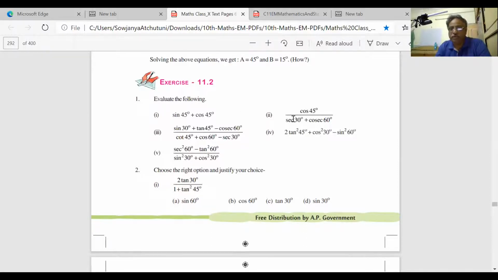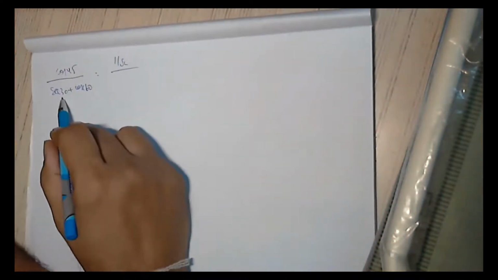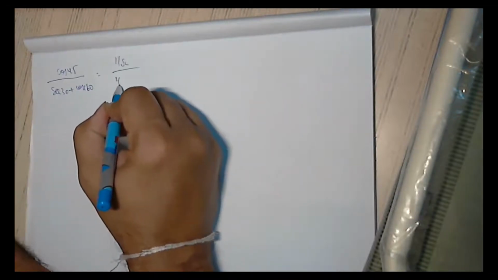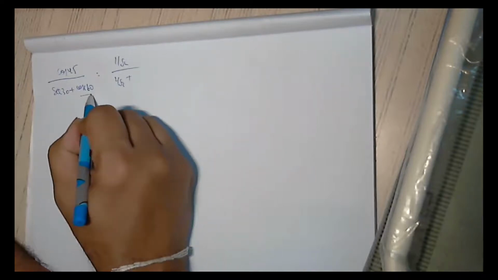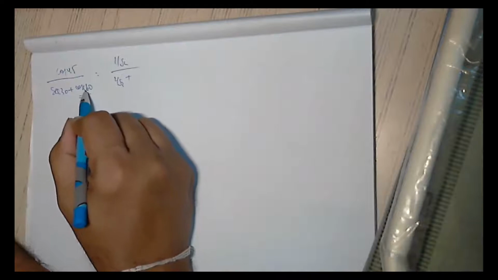So now let's come to the second one. What is cos 45 by secant 30 plus cosecant 60? Cos 45, you know, is 1 by root 2. Secant 30, what is cos 30? Cos 30 is root 3 by 2. So secant 30 is 2 by root 3. Plus, what is cosecant 60? Cosecant 60 is 1 by sin 60. 1 by sin 60 means 1 by root 3 by 2. That is also 2 by root 3.